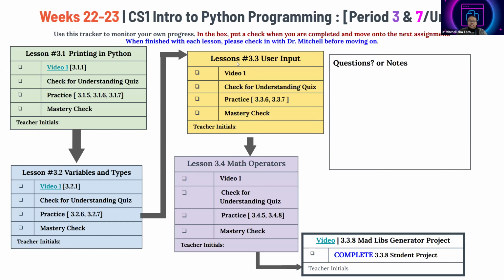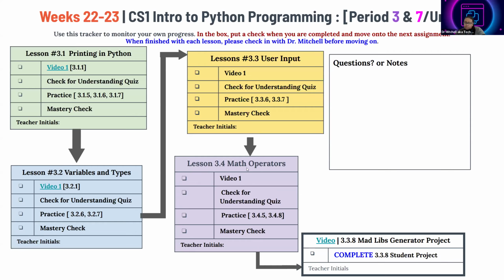For lesson 3.3, which is the user input, which is the most important with the mini project that you're going to be doing, the Mad Libs generator project. There are only, again, 2 coding practices that you need to focus your attention on.